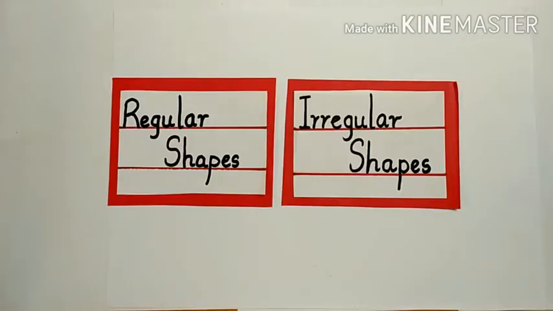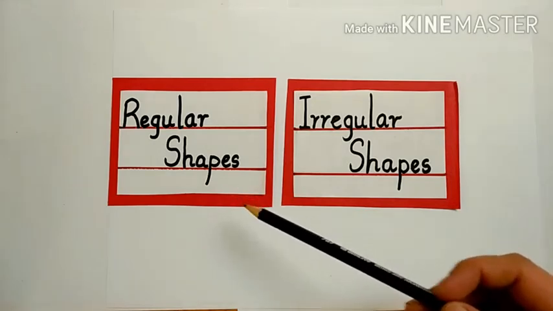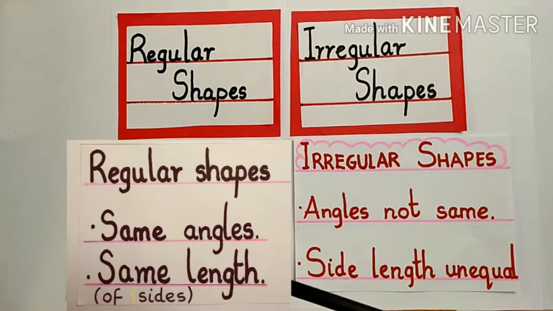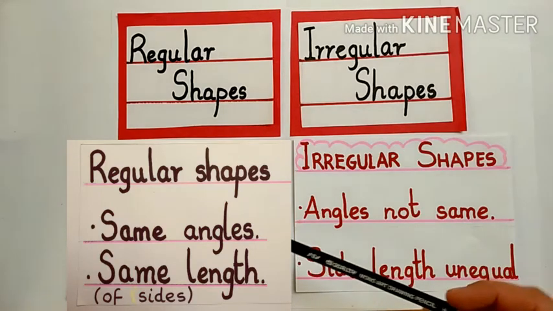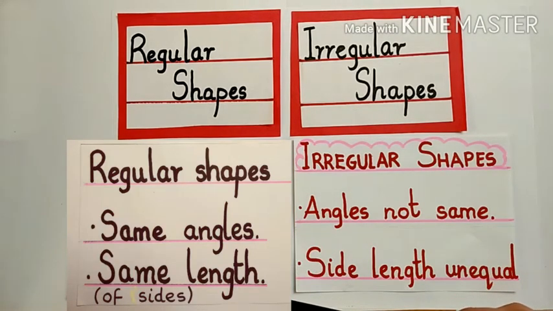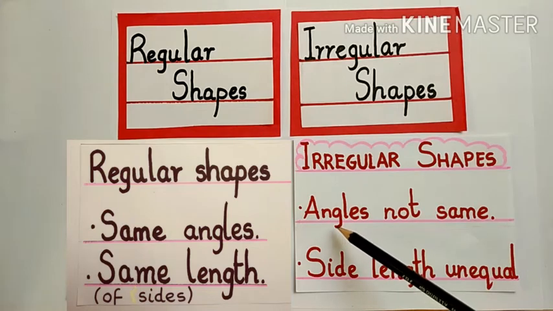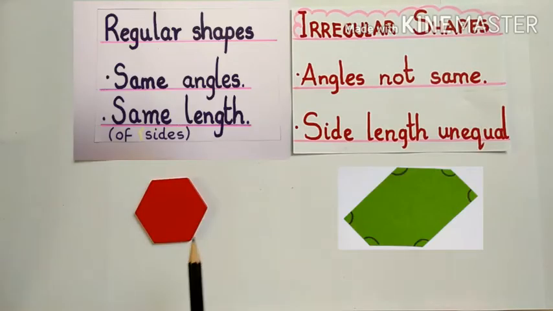Now let's talk about what are regular shapes and what are irregular shapes. Regular shapes have the same angles on the inside and the same sides. The length of the sides is the same. In irregular shapes, angles are not the same and side length is not the same. Here we have a regular hexagon, and here we have an irregular hexagon.